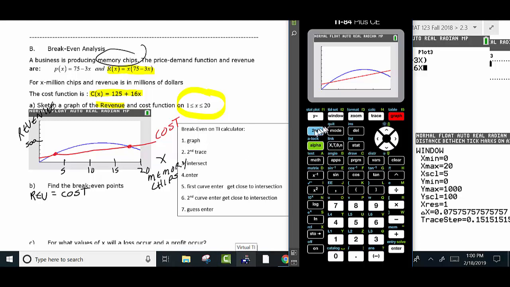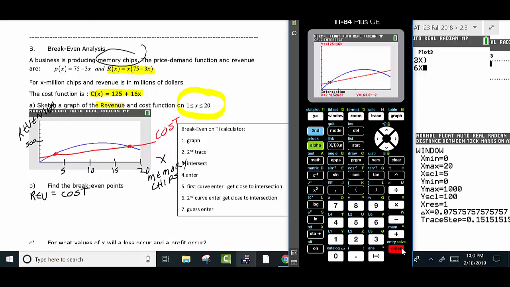You start off by going second trace, then going down to where it says intersect. Get to the intersect, just follow what this says, press enter. What will usually happen is a cursor will come on one of the curves. Get that close to the first intersection point. So I'm just moving that so it's relatively close to the first intersection point. Then I press enter. What should happen is another cursor goes on the red line. Press enter. When it says guess, press enter.